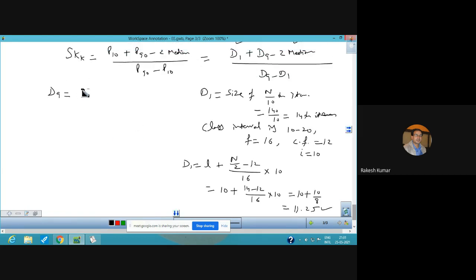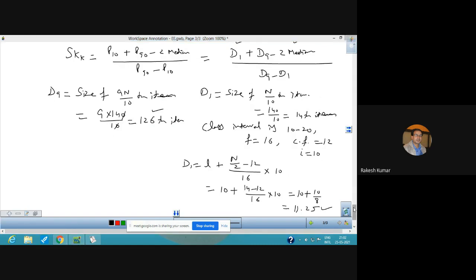So D9 will be the size of the 9n upon 10th item. That will be 9 into 140 upon 10. The zero will be cancelled, so that will be 14 into 9. Check it again: 14 nines are 126. So that is the 126th item.